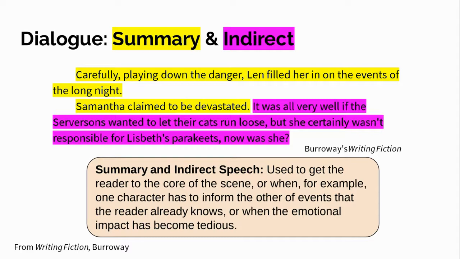So summary and indirect speech is used to get the reader to the core of a scene, or when, for example, one character has to inform the other of events that the reader already knows, or when the emotional impact has become tedious. Okay, so these are setups for scenes. They're setups for when you want to start including dialogue. How do you set the stage for the reader of when something takes place? In this case, the author used summary, dialogue, summary, and then indirect, and then they'd slip right into actual dialogue, and it puts the reader in time and place.